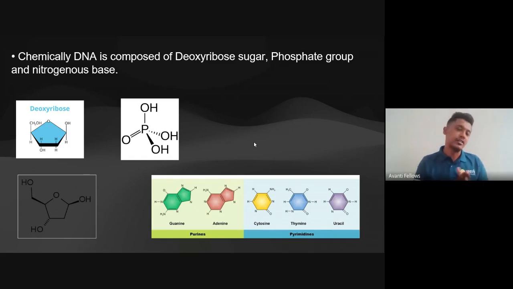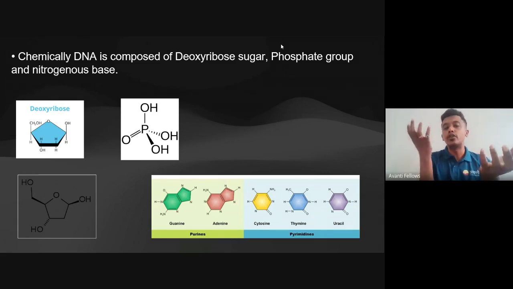It's given in your slide, you just have to read it. The first one is deoxyribose sugar, then we have a phosphate group, and then a nitrogenous base. So what is a deoxyribose sugar? There is a question that comes up frequently in practical examinations, in CET, the Common Entrance Test, or the state level examination: what type of sugar is present in the DNA? We are talking about a pentose sugar. Now, what is a pentose sugar?